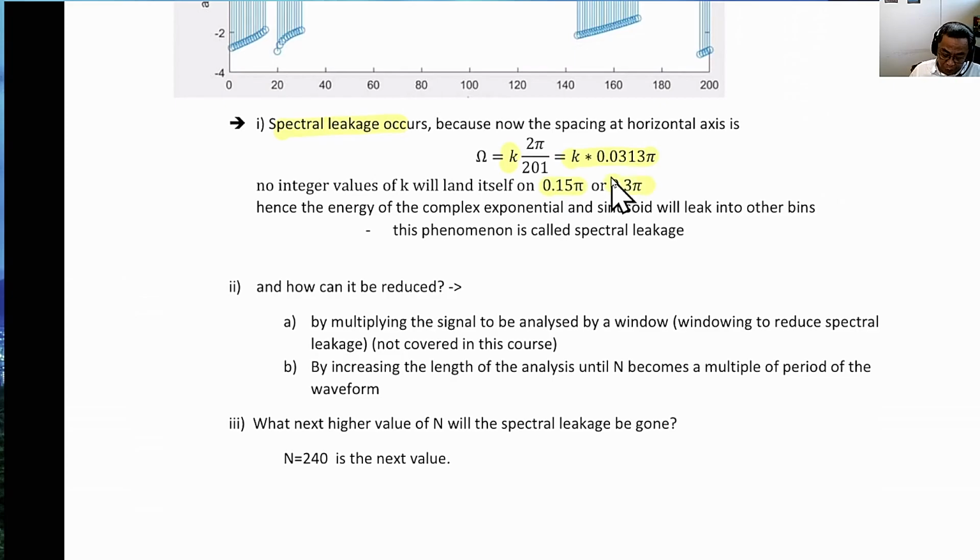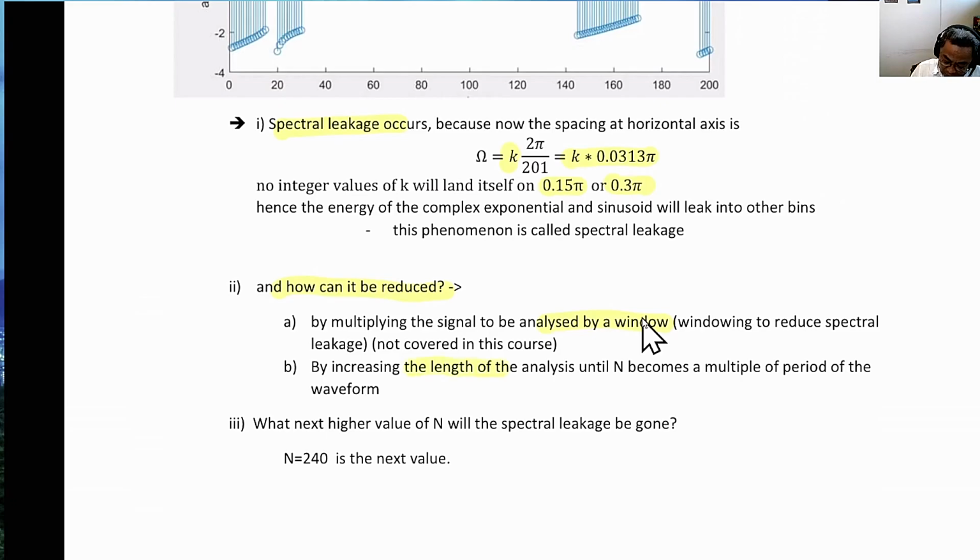0.15 pi or 0.3 pi. How can this be reduced? Well, there are two methods. One of them is by multiplying by a window. So we'll not do this in this course, but this is what you can do.